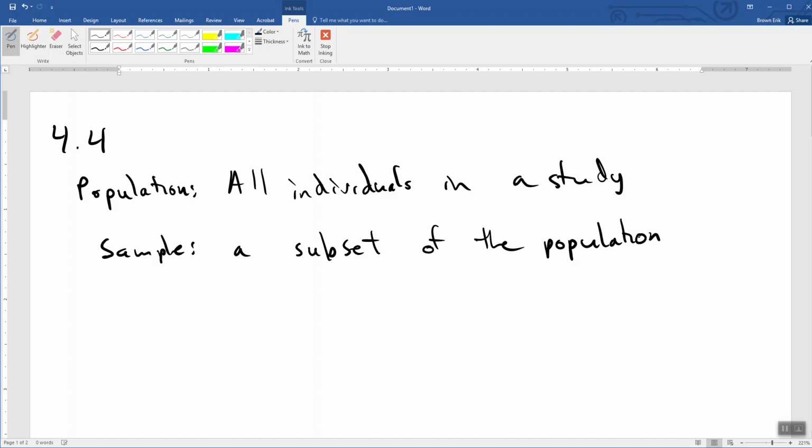And the whole point here is it's really difficult often to collect data from the population. So instead, we take a smaller sample. We take a sample of the population, which is a smaller amount of individuals, and we collect data on that sample, and then we make an inference from the sample about the population.